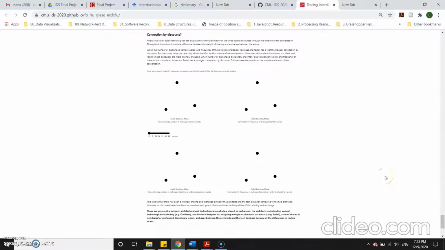And finally, the user can see, with the actor-actor network graph, the connection between the three actors' discourses through the timeline of the conversation by number of exchanged content words and the frequency of these words, as well as by number of exchanged disciplinary words and the frequency of disciplinary words. Considering the first two parameters, Kohlhaas and Fadel is a slightly stronger connection by discourse, but that starts to be the case only within the 40th to 48th minute of the conversation. From 16th to 40th, it was Mark and Fadel.